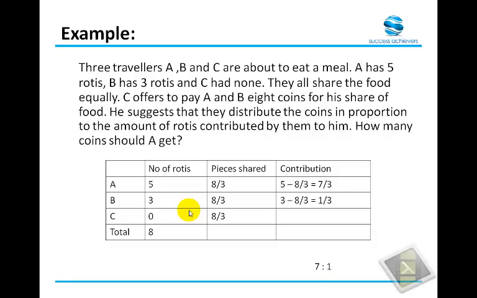If you're not very comfortable with fractions, you could have taken the number of rotis, that is, you could have distributed A's roti into 15 parts, that is, take a multiple of 3. So 5 into 3, 15. You could have made A break his rotis into 15 pieces, and B's roti would be 3 into 3, that is 9 pieces. So total 15 plus 9, you would have had 24 pieces. So each of them would have had 8, 8, 8, right? So A has contributed 15 minus 8, 7, and B has contributed 9 minus 8, 1, right? That could have been another way of solving.